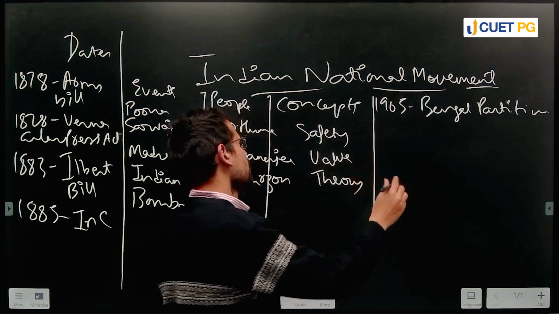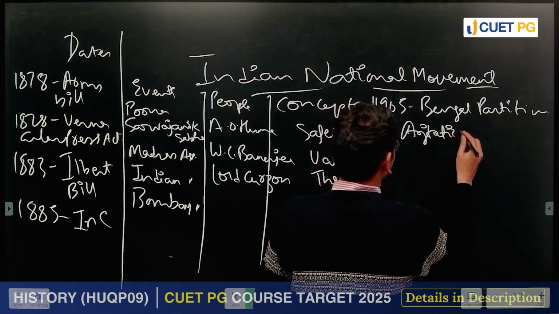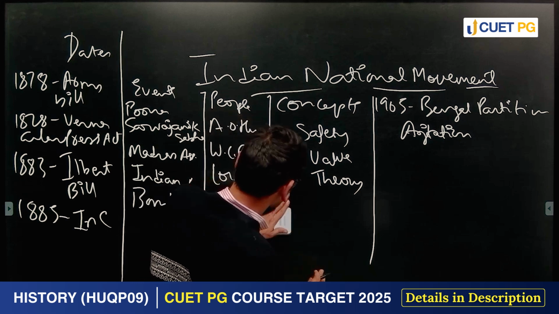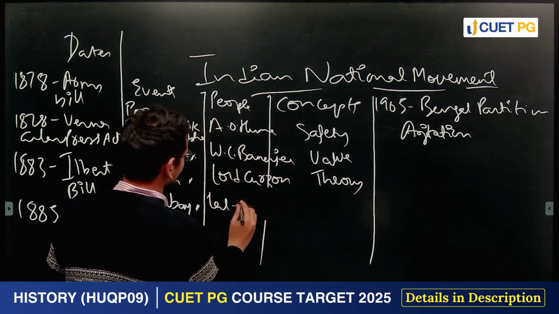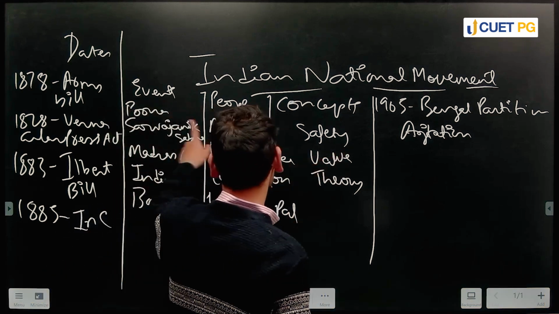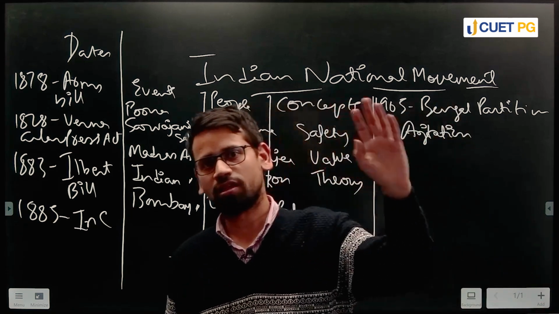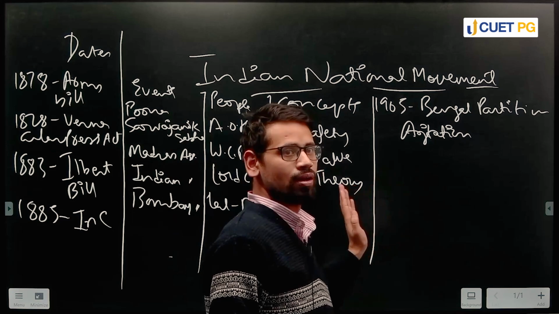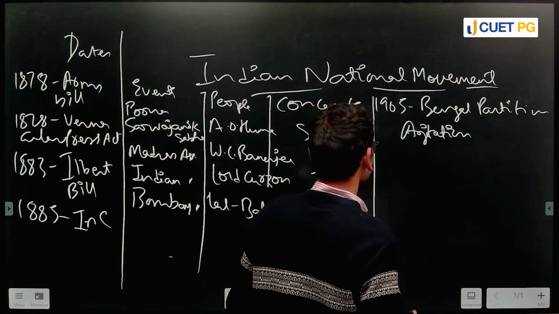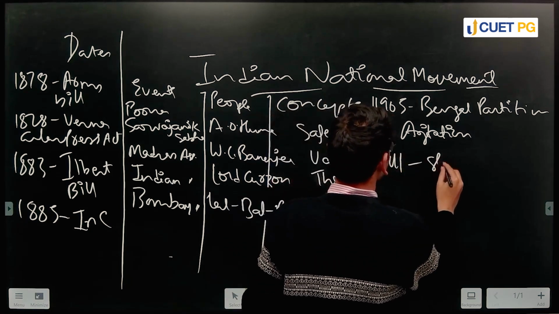1905 Bengal partition, and at the same time, agitation against the partition. Who are the people who are associated with it? Lal Bal Pal. Right. Bengal agitation is associated with Lal Bal Pal. Particularly Bal Gangadhar Tilak, who associated the Shivaji birthday and the Ganesh festival, and all the larger manifestations of the movement. 1911, the shift of capital to Delhi.